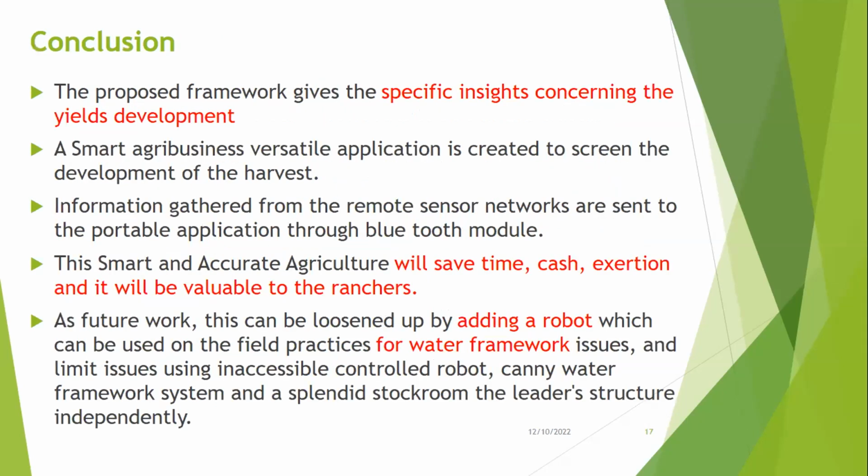Hence, we conclude that the proposed system gives specific insight concerning the yield development, and the smart agriculture mobile application is created to monitor the development of the harvest. It also uses wireless sensor networks, with data sent to the mobile application through a Bluetooth module, and this will save time, money, and effort, and it will be valuable for the ranchers, that is, the farmers. As future work, this can be extended by adding a robot which can be used in field practices for irrigation issues, using a remote control robot, intelligent irrigation system, and a smart warehouse, the leader system independently.